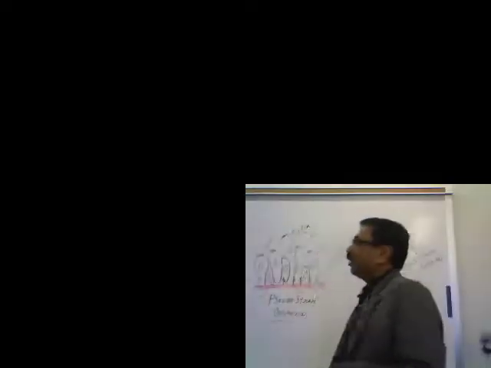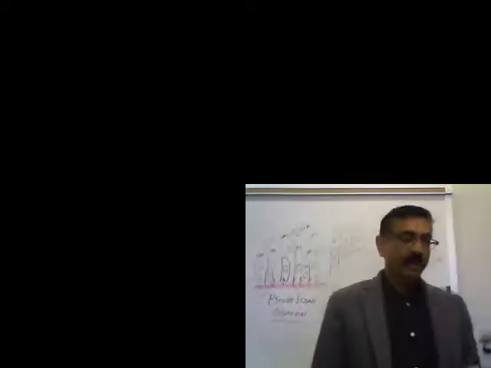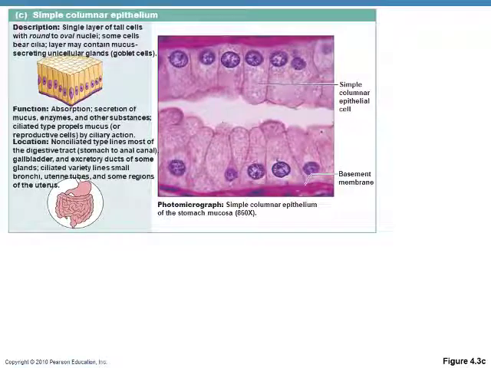So simple columnar, a single layer of tall columnar cells. And where will you find simple columnar? In the gastrointestinal tract, the inner lining of the GI tract.